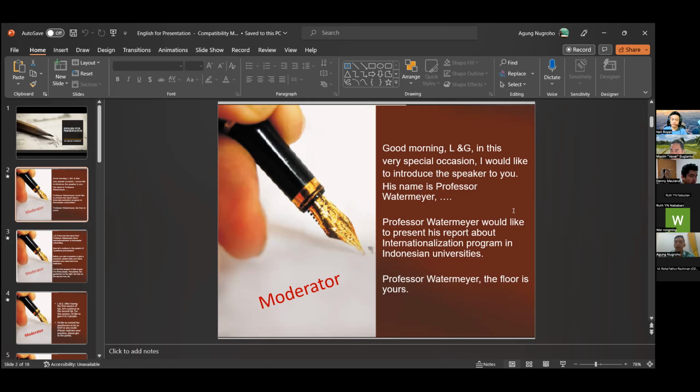Ruth, would you like to try, Ruth? Yes, sir. Now, the speaker would be Vavai, yeah? Okay, sir. Good morning, ladies and gentlemen. On this very special occasion, I would like to introduce the speaker to you. His name is Mr. Vavai. He will present to you his report about English grammar. Mr. Vavai, the floor is yours.